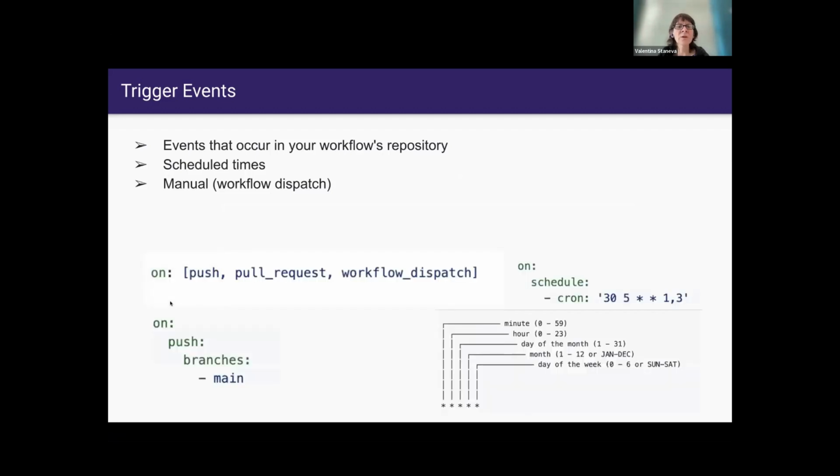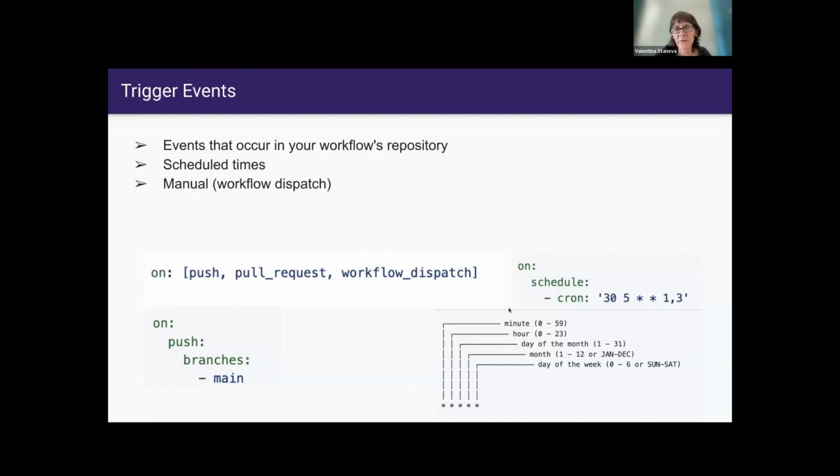And here's a little bit of an overview of how those events can be specified in the configuration files. For example, we can just say on and specify whether we want something to run on push, on pull request, or workflow dispatch. Workflow dispatch means that you're just going to get a button and you're going to run this manually. So that's the term, manual. And you can specify whether you want to run something on your main branch or a different branch.